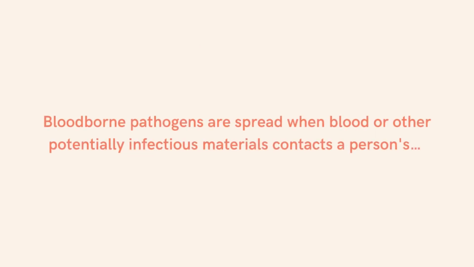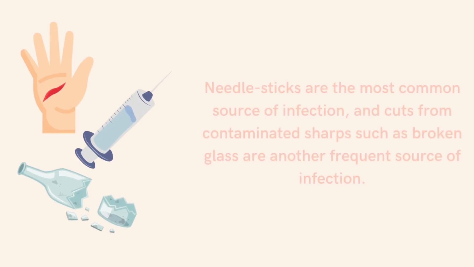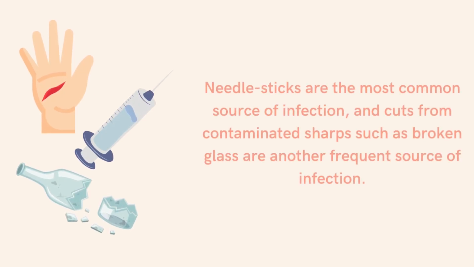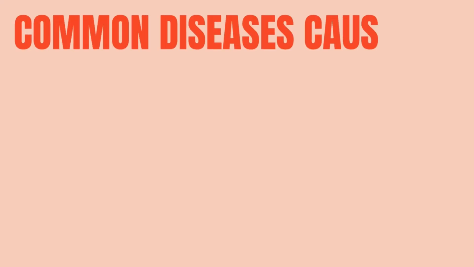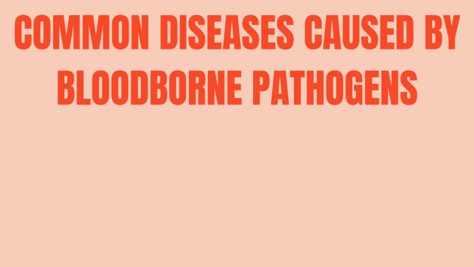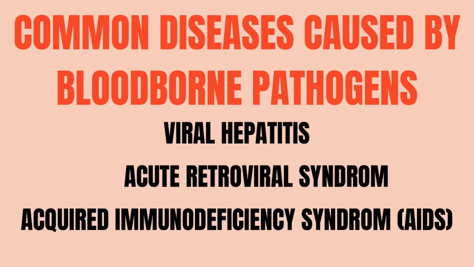Bloodborne pathogens are spread when blood or other potentially infectious materials contact a person's mouth, nose, eyes, or broken skin. Needle sticks are the most common source of infection, and cuts from contaminated sharps such as broken glass are another frequent source of infection. The most common diseases caused by bloodborne pathogens are viral hepatitis, acute retroviral syndrome, and acquired immunodeficiency syndrome or AIDS.